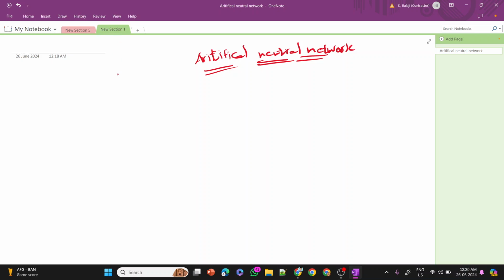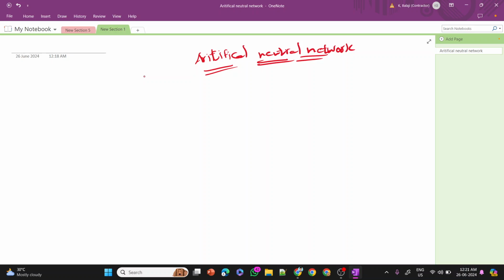Artificial neural network is the basis for deep learning, and after developing this artificial neural network, the deep learning concept came into place. This artificial neural network is the basis for all LLM models or any machine learning models that are developed by neural network. The base thing for that was this artificial neural network.